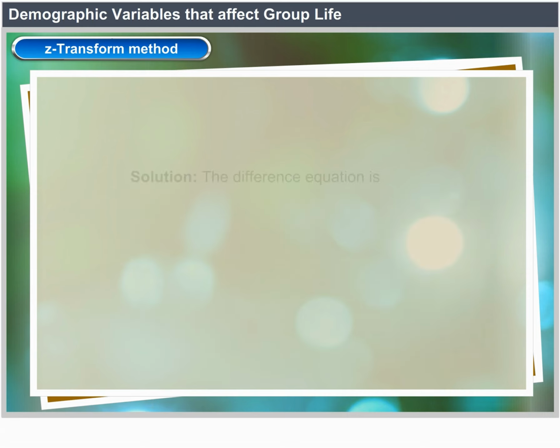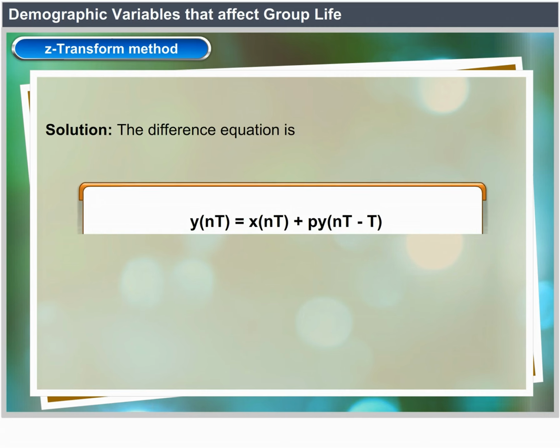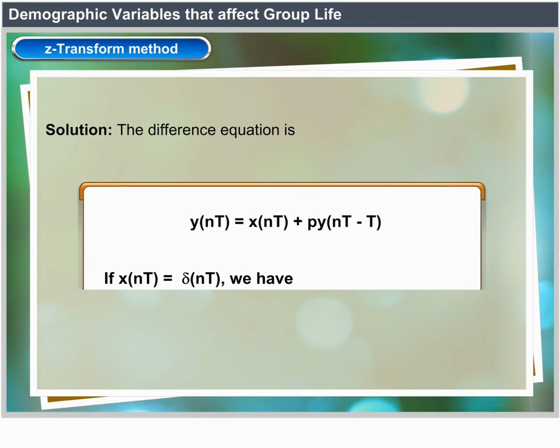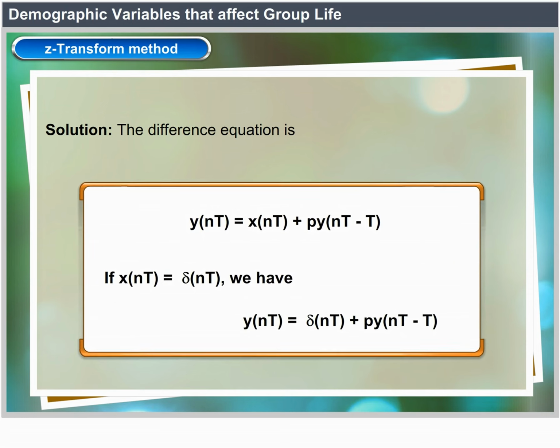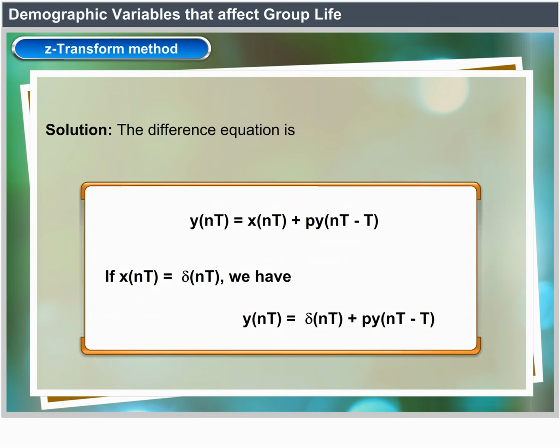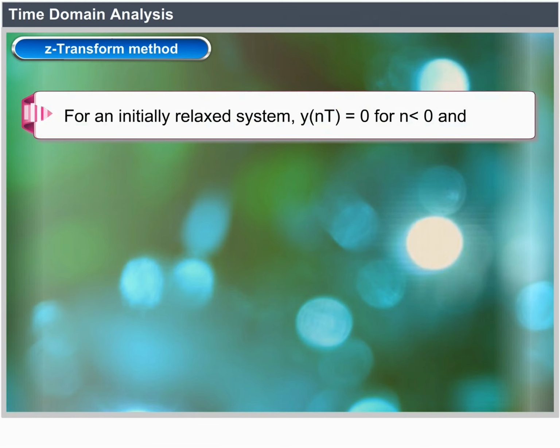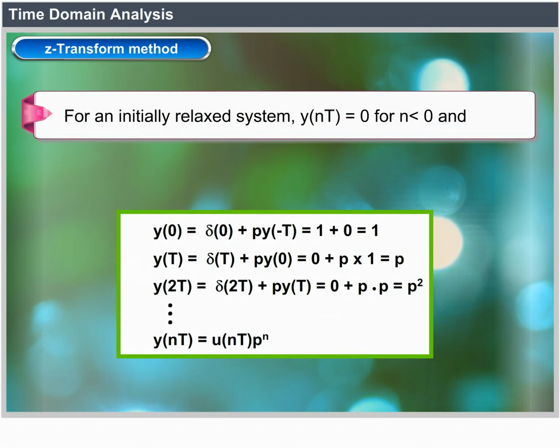Solution. The difference equation is y(nT) = x(nT) + p·y(nT − T). If x(nT) = δ(nT), we have y(nT) = δ(nT) + p·y(nT − T). For an initially relaxed system, y(nT) = 0 for n < 0, and y(0) = δ(0) + p·y(−T) = 1 + 0 = 1.